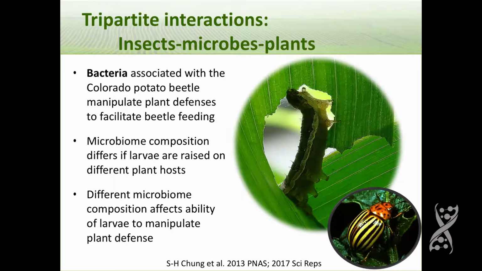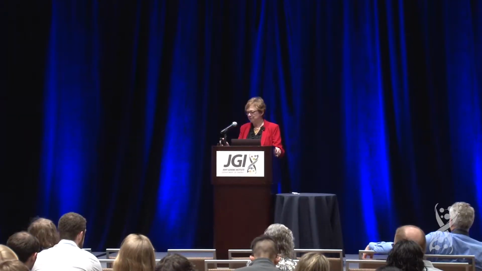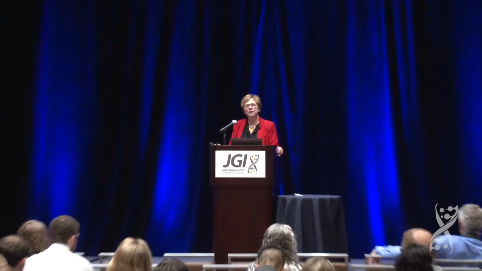So today I'm going to talk about a tripartite interaction. I'm still being a reductionist. I'm simplifying it to just a plant, an insect, and the community of organisms that live in that insect. But that's what my brain is capable of doing at this point in time. So we're going to talk about organisms that help insects in their need to colonize or to infest plants.